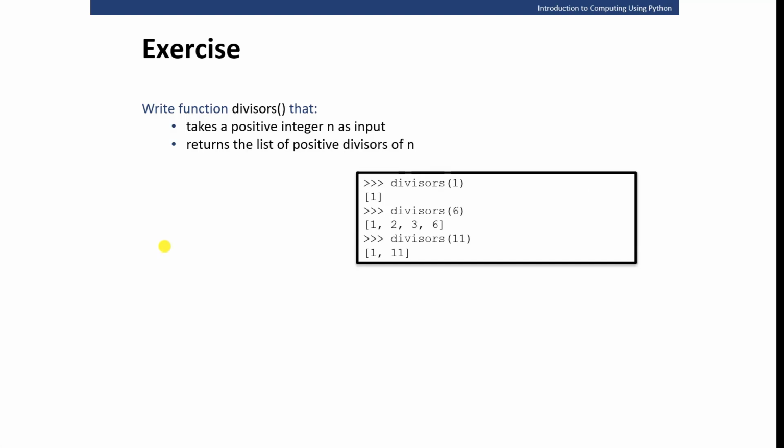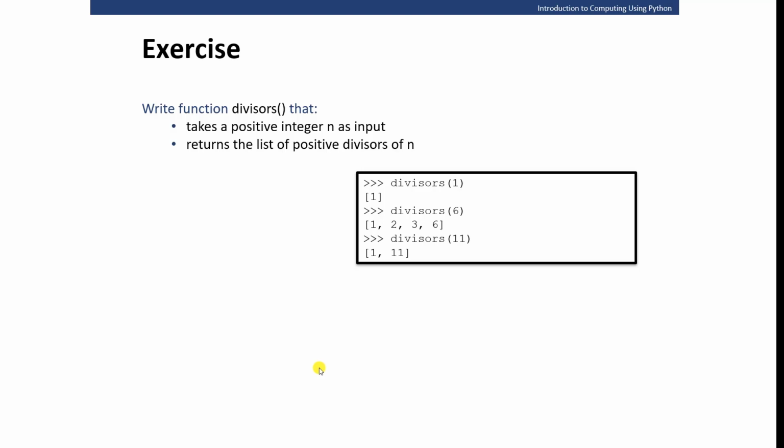I want you also to write a function called divisors that takes a positive integer n and returns the list of the positive divisors of n. So 1 can be divided by 1, 6 can be divided by 1, 2, 3, and 6, and 11 can only be divided by 1 and 11. In order to solve this kind of question, you first have to use the accumulated loop pattern, and since we are here, we would like to concatenate over the list.